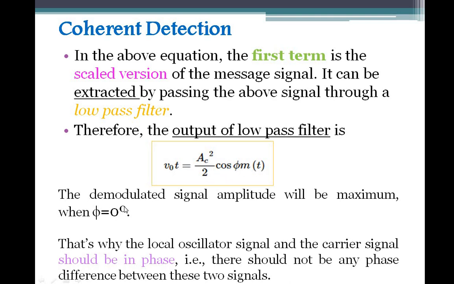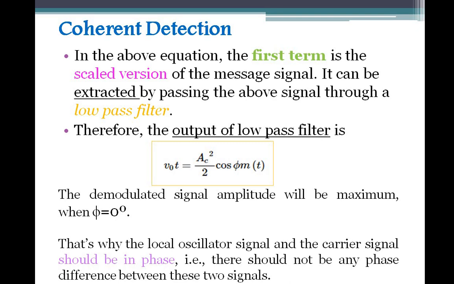Okay, so this demodulated signal will be maximum when phi is equal to 0 degrees. When you have the demodulated signal, you get the maximum, meaning the most similar to the message signal, when phi is equal to 0 degrees. That's why the local oscillator and the carrier signal should be in phase. That's the reason we say they should be in phase.